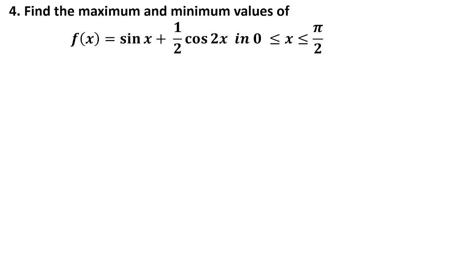Let us move on to question number 4. Find the maximum and minimum values of f of x is sin x plus half cos 2x in the closed interval 0 to pi by 2. Remember, whenever they ask maximum and minimum, the meaning is only absolute maximum and minimum.